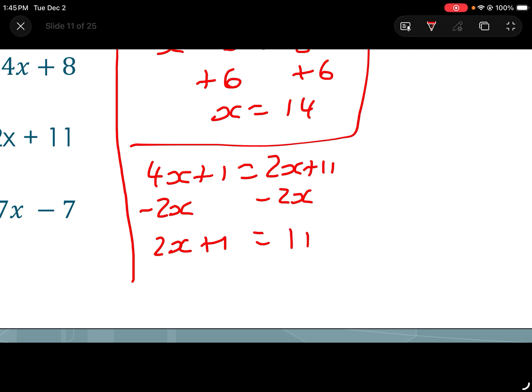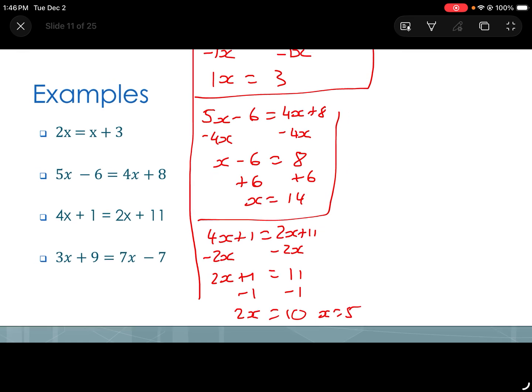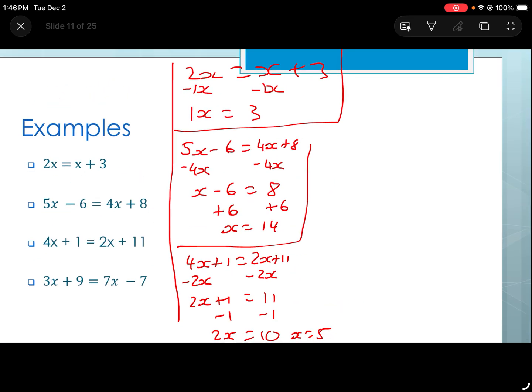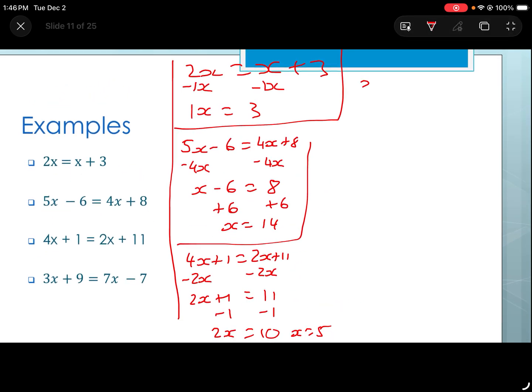Then I can subtract the 1, because again, what's happening to x is being multiplied by 2 and added to 1. So I'm going to subtract that 1. That gets me 2x equals 10. And I can divide by 2 to get x equals 5. And then last but not least, before you have a go, it says 3x plus 9 equals 7x minus 7.